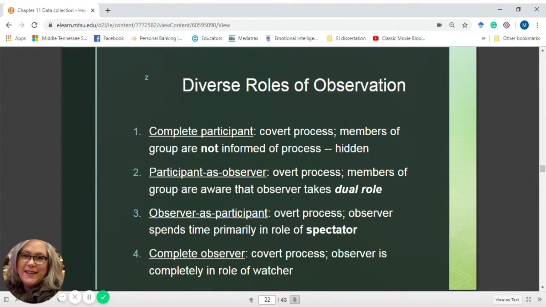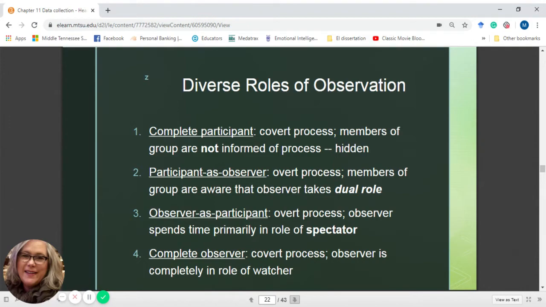There are 4 types of observation. Complete participant: the group does not know that the participant is also an observer. So it's a hidden process. They're not informed of what's happening, but they're observing and participating in what's going on. Participant as observer: they're in a dual role. They are a full participant and they're also observing for data collection purposes. So they're fulfilling that dual role.